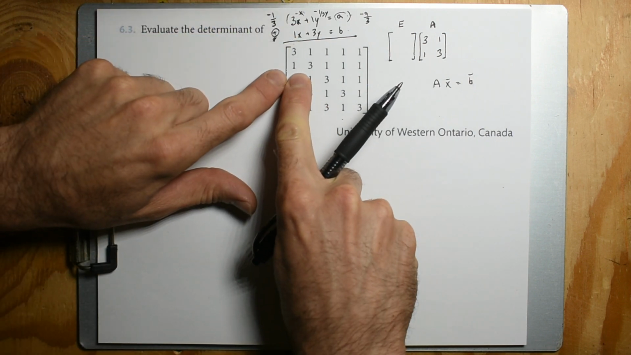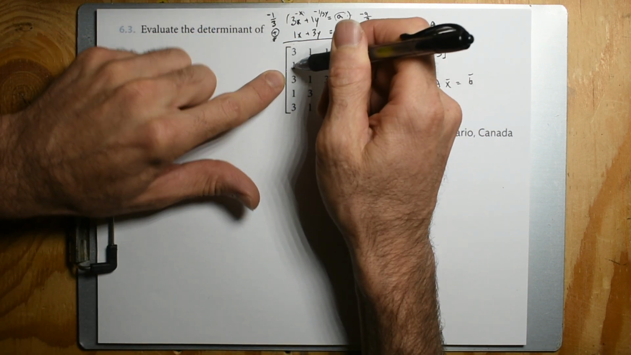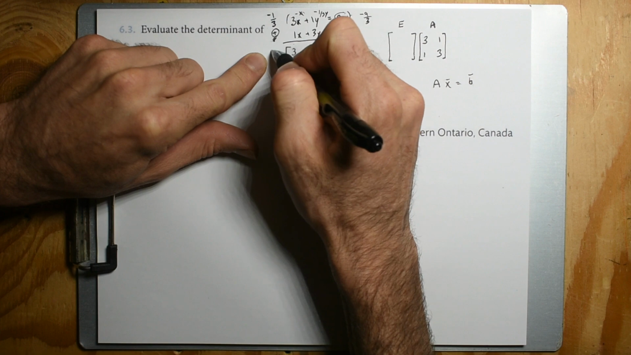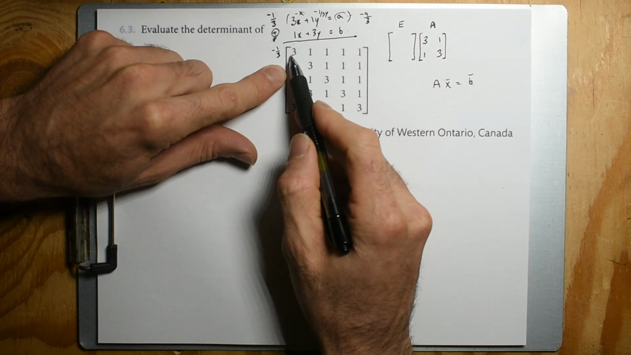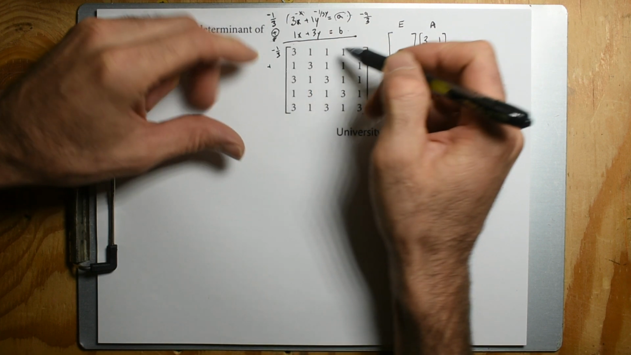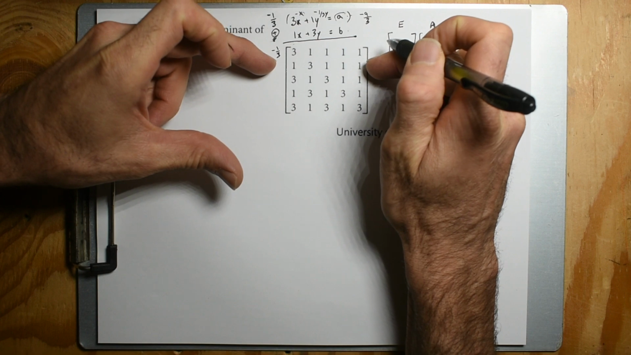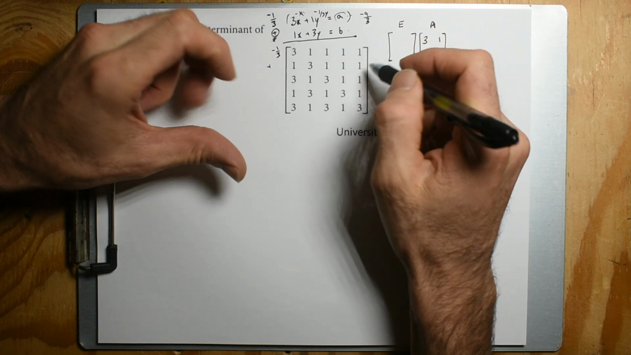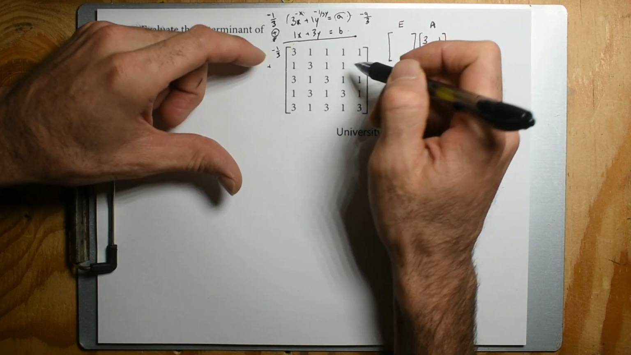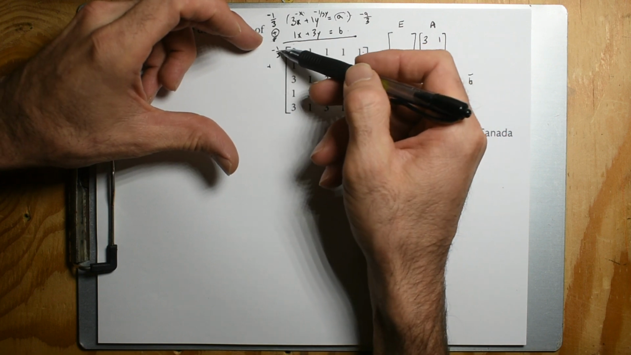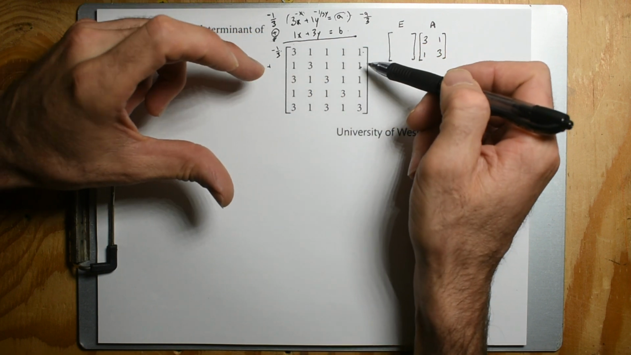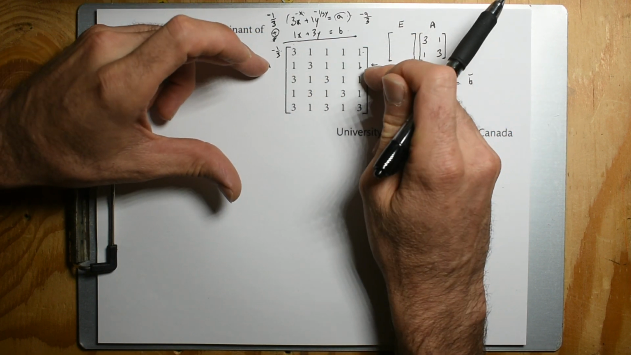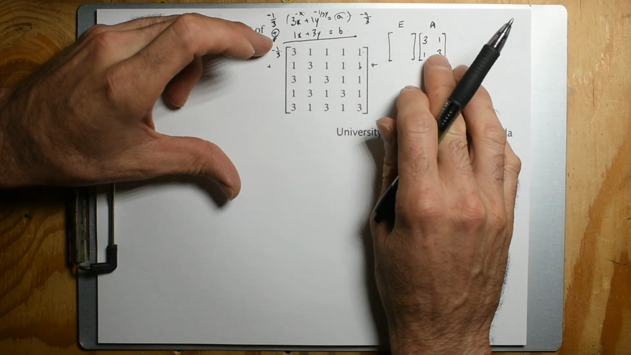From just a Gaussian elimination perspective, I'm going to multiply this row by a multiplier, in this case negative 1/3, and then add it to this row. So I'm modifying row 2 by multiplying row 1 by a multiplier and then adding it to row 2. Row 2 is going to get modified, and row 1 will stay the same.